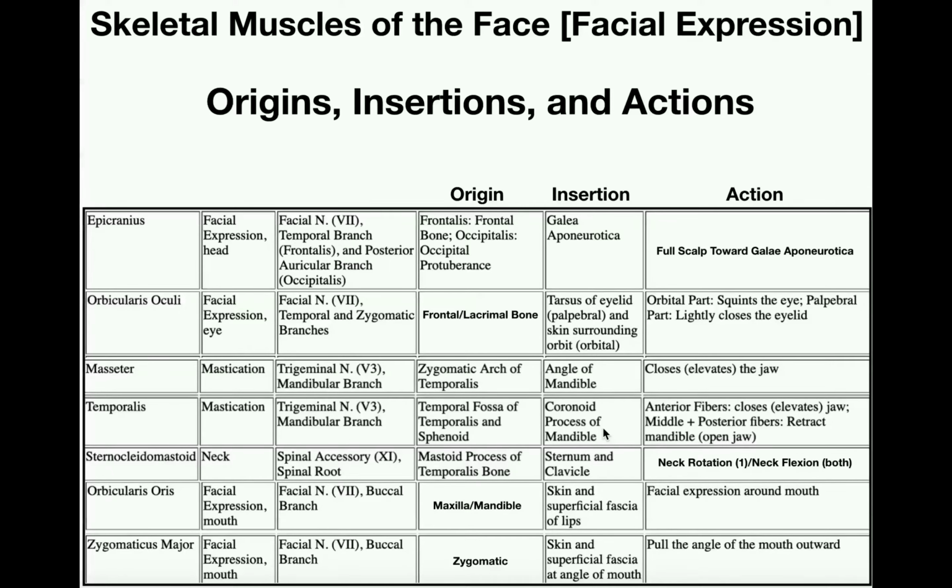Remember, the coronoid process is that one bump that sticks up off the mandible that's more anterior to the mandibular process. So the temporalis is going to insert on the coronoid process. Now, the temporalis actually has multiple fibers. It has three sets. It has anterior fibers, middle fibers, and posterior fibers. Okay? The anterior fibers of the temporalis are going to close the jaw, meaning it's going to elevate the mandible. Okay? Whereas the middle and the posterior fibers, they're actually going to retract the mandible and open the jaw.